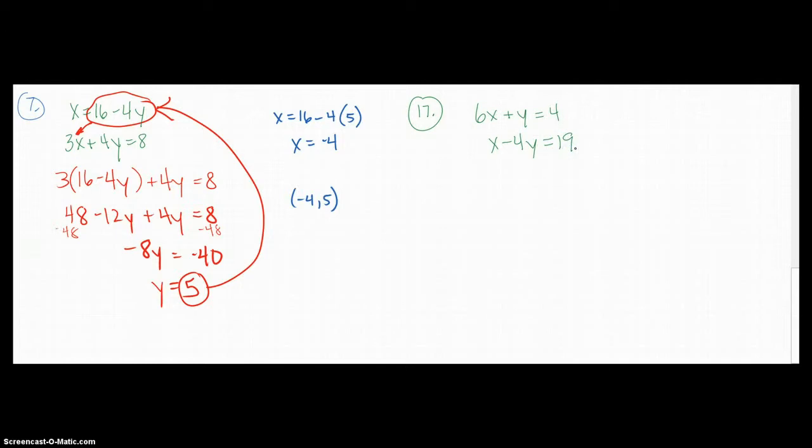Okay, so for this one, I would either solve the top equation for y, or I would solve the bottom equation for x, because I won't have to divide at the end. Which one did you do? Who asked for this one? Okay, so you solved for x. So you did plus 4y, and you got x equals 4y plus 19. Okay, so that's equal to x. So that goes in right here.